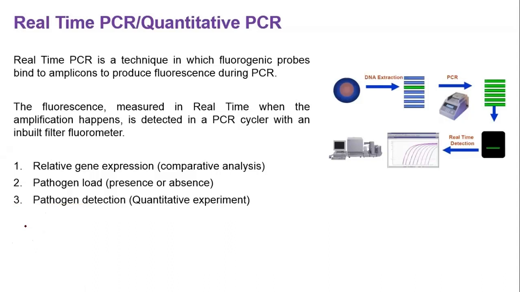Real-time PCR is also called qPCR. Q because it is quantitative PCR. It's going to tell you how much of the DNA or RNA is present in the given sample. You can also compare the levels of gene expression between the given two samples. You can check the presence or absence of any pathogen. You can also check how much of pathogen is present in a given sample.